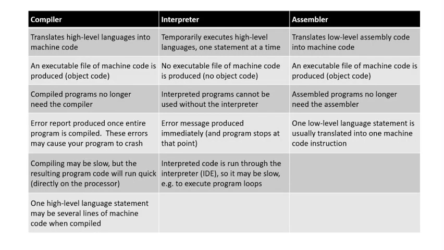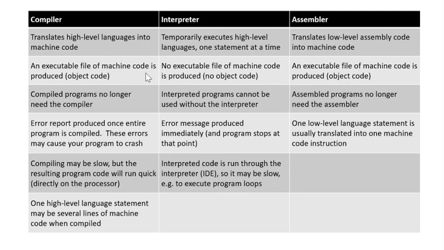And so now let us take a look at yung summary ng tatlo. Okay? So yung first row natin dito simply means what is being translated. So sa compiler, we use this to translate high-level language into machine code. Sa interpreter, we temporarily execute high-level languages one statement at a time. Okay? Sa assembler, we translate low-level assembly code into machine code.